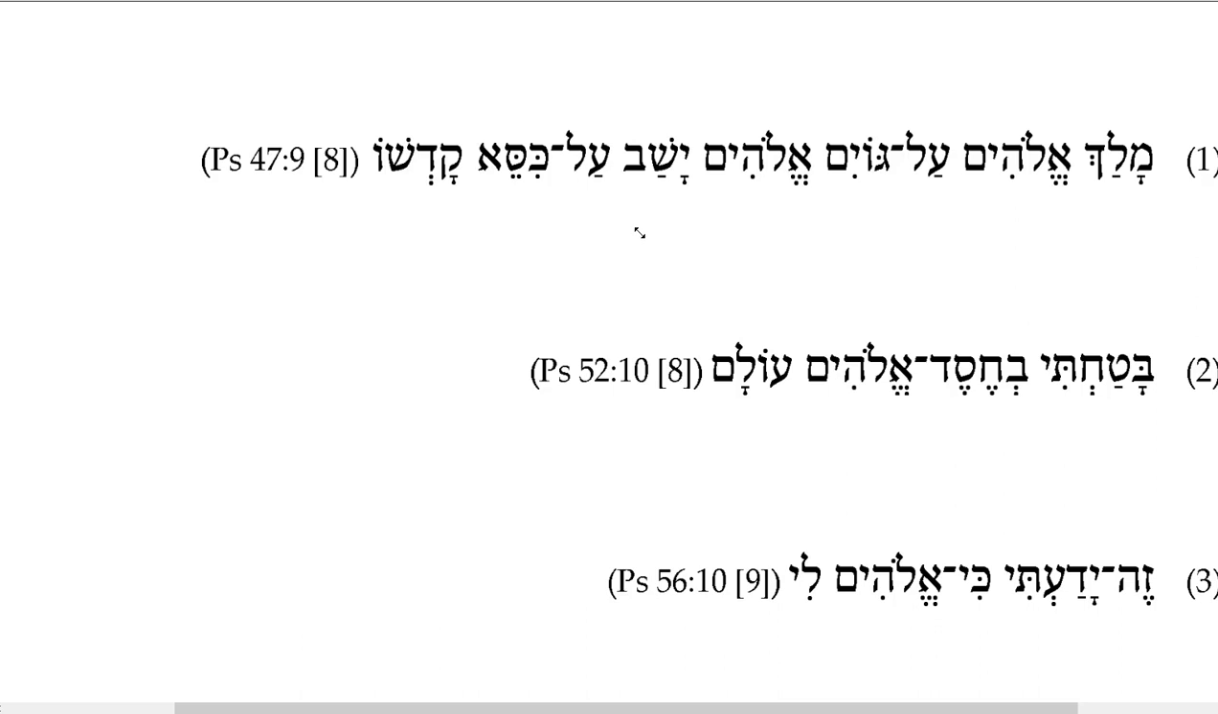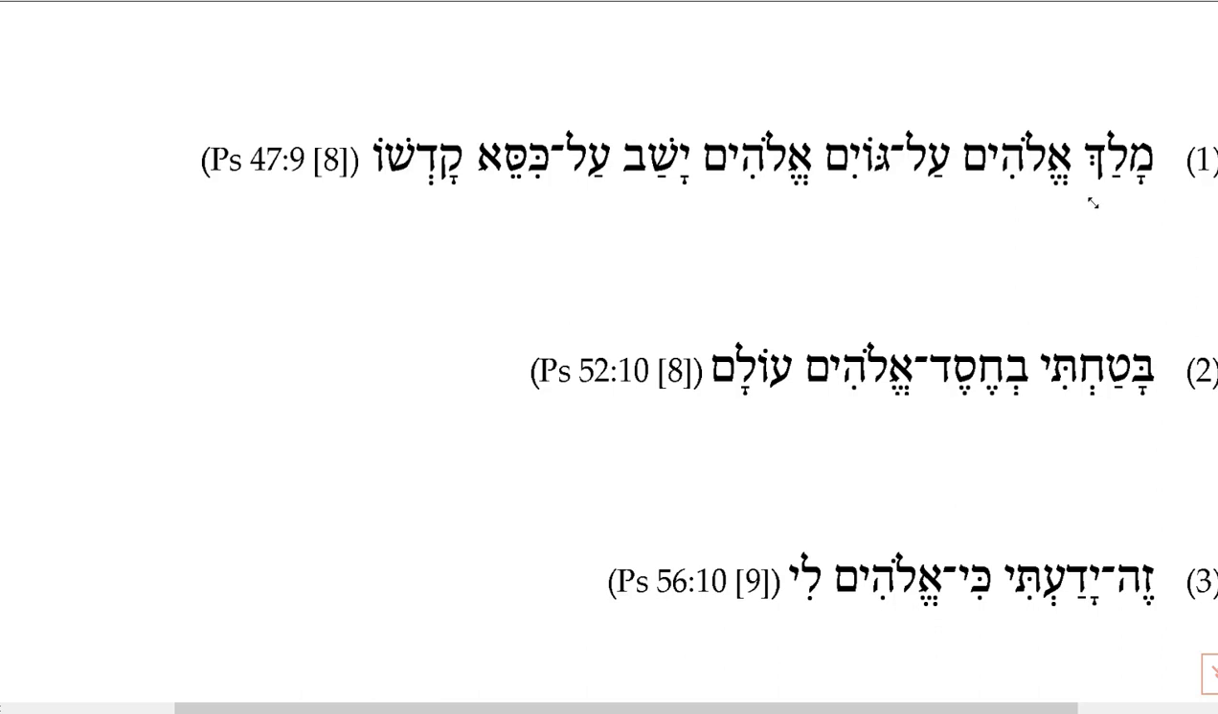Let's move down to page 51 and look at a couple of Bible verses. Just get some practice here. We're actually now beginning to translate Bible verses, which is really the point of all this. So we have number one here. We have Malach Elohim al Goyim. Elohim Yashav al Kasei Kadsho. Or as I was taught to pronounce it, Kodsho, to show that that is an O class vowel at the beginning.